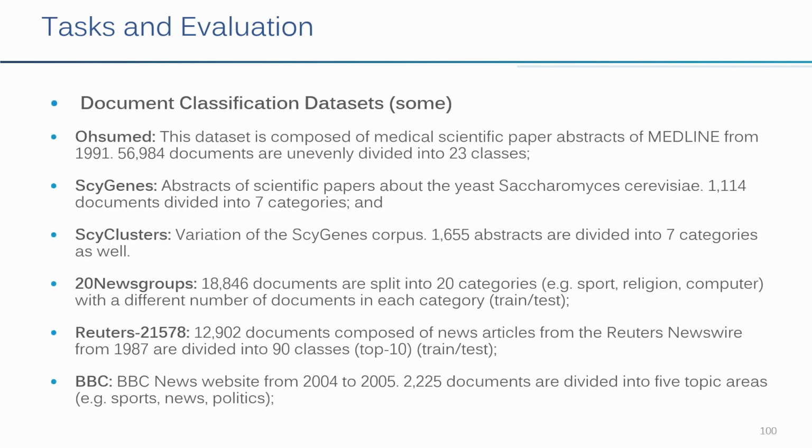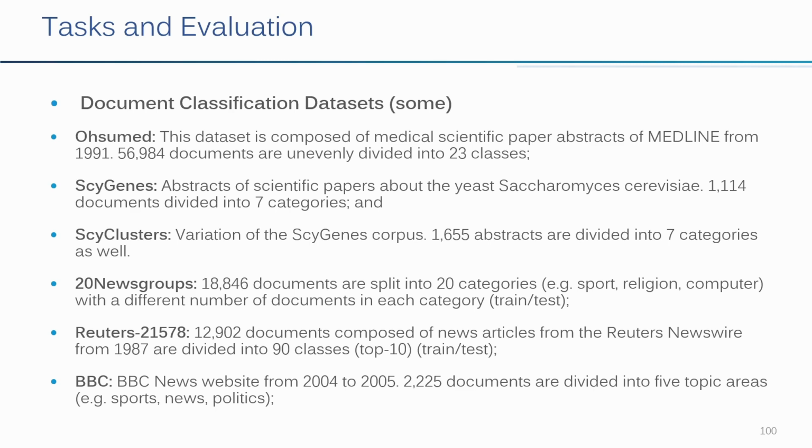Some datasets on document classification that are really worth mentioning. The first one is worth mentioning because of the number of classes that it has. The others have a low number of classes. This one has 23, and it's based on medical scientific paper abstracts.